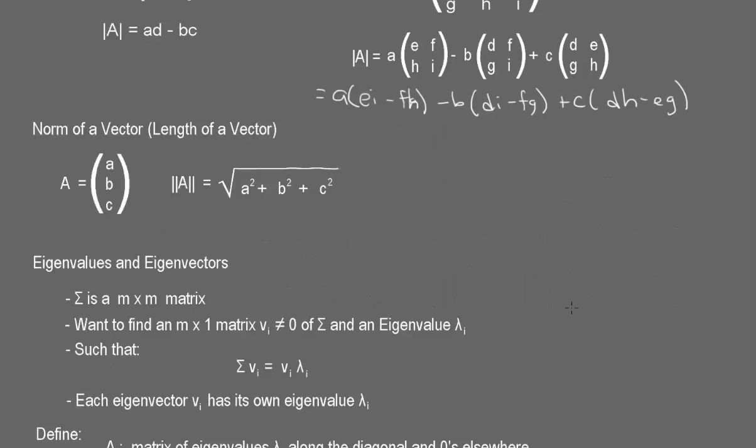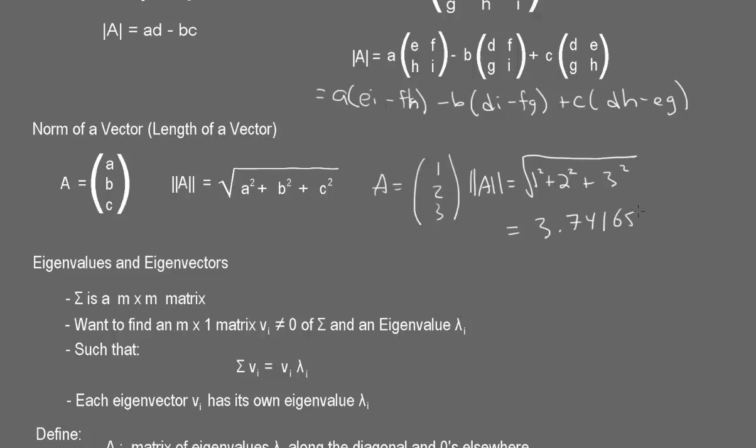The next thing that we need to know for the exam is the length of a vector, or the norm of a vector. Suppose we have the vector a, b, c, and we want the length of that vector. We simply take the square root of the sum of the squares. For example, say we have the vector 1, 2, 3. The length of that vector is simply the square root of 1 squared plus 2 squared plus 3 squared. That gives us around 3.741657. This length of a vector comes in handy when computing a unit eigenvector.